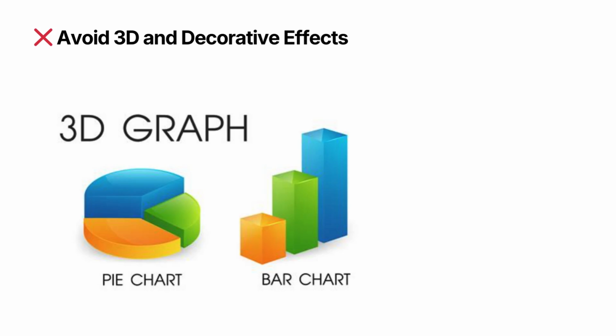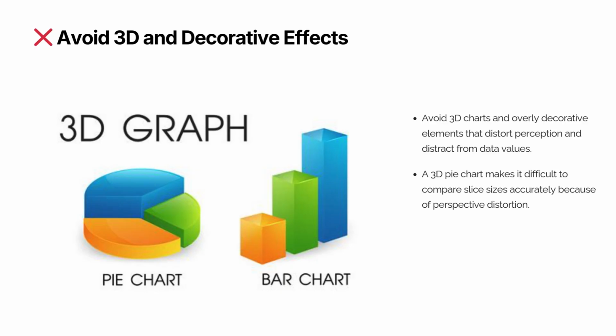Avoid 3D and decorative effects. While they may look visually appealing, 3D charts can distort perception and make data harder to interpret. For example, a 3D pie chart makes it difficult to compare slice sizes accurately because of perspective distortion. Similarly, decorative effects add visual noise and distract viewers from the actual numbers. Instead, stick to a simple 2D bar chart showing the same data for precise comparisons.